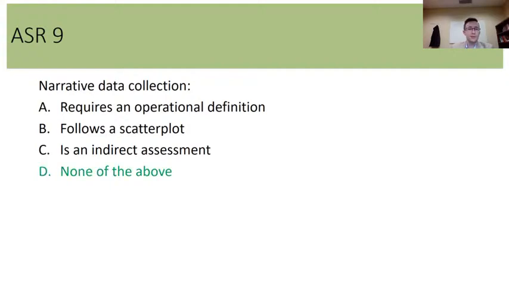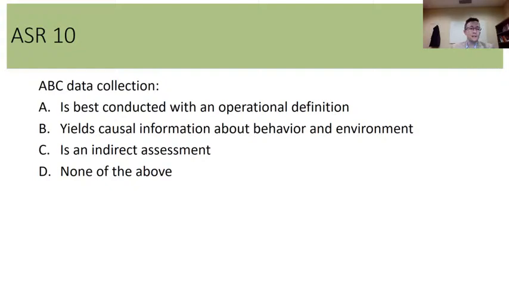The answer here is D, none of the above. ASR 10, ABC data collection. A is best conducted with an operational definition. B yields causal information about behavior and environment. C is an indirect assessment, or D, none of the above.